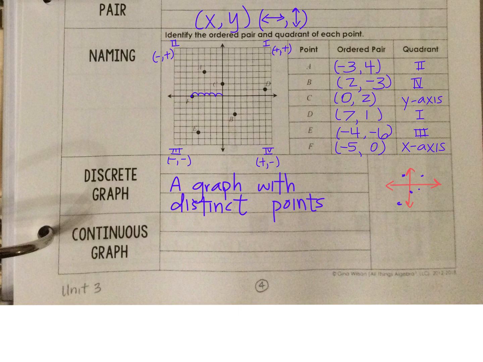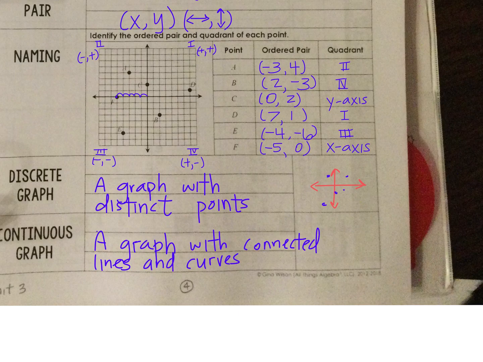Okay? A continuous graph is a graph with connected lines and curves. So it could look a lot of different ways as long as it's got a line. So that would be a continuous graph because it has a line. Or I could have one that does that. That's a continuous graph. Okay, flip over to the next page.